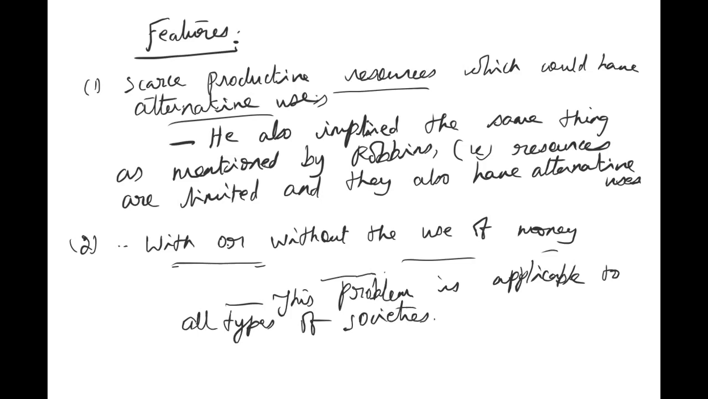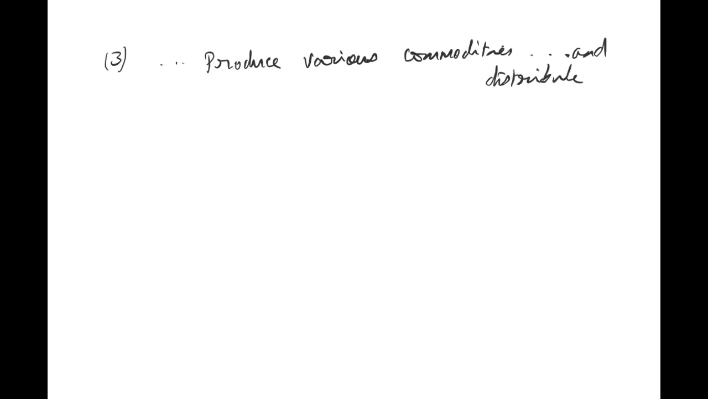Okay. Then the next one is, produce various commodities and distribute. So what do we understand by this? Samuelson included both production of commodities as well as distribution of commodities. So earlier we have seen, like Adam Smith's definition, he had neglected the distribution aspect of wealth. He included only the generation or the production aspect of wealth. But Samuelson very clearly mentioned both the production as well as the distribution of commodities. Okay, so both are included in this.